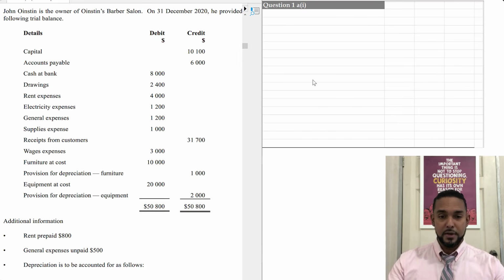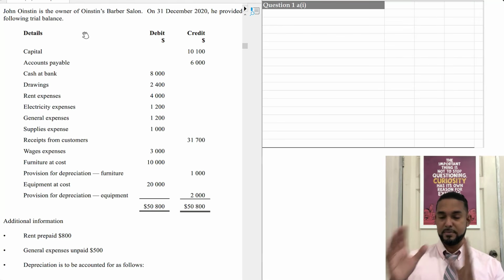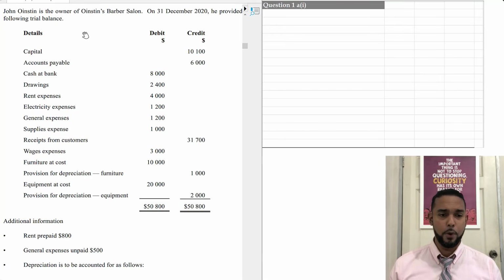So on the left-hand side, you are seeing the question paper. On the right-hand side, you're seeing my little template. I'm just going to fill it out as we go along. So the first thing to do, and one of the most important things to do, is to read the question. So it says, John Oinston is the owner of Oinston's Barber Salon. On 31st December 2020, he provided the following trial balance.